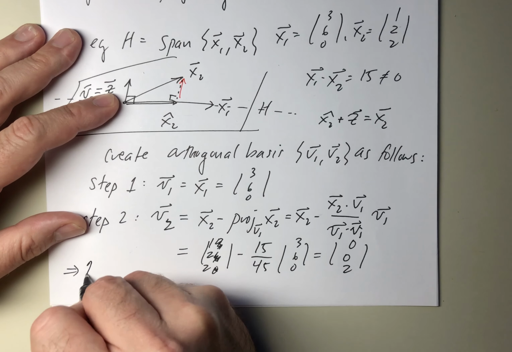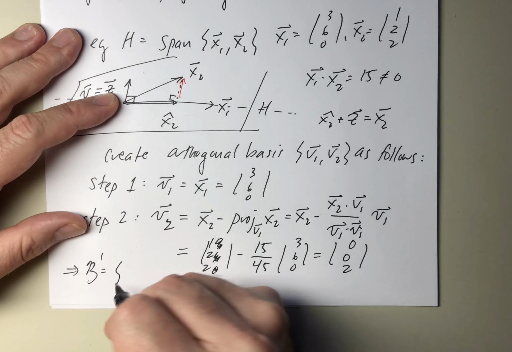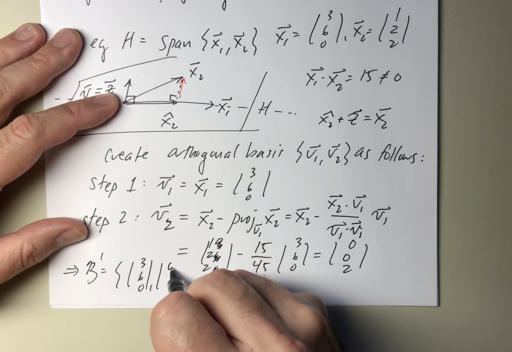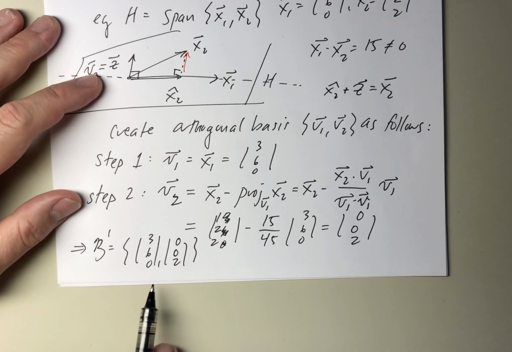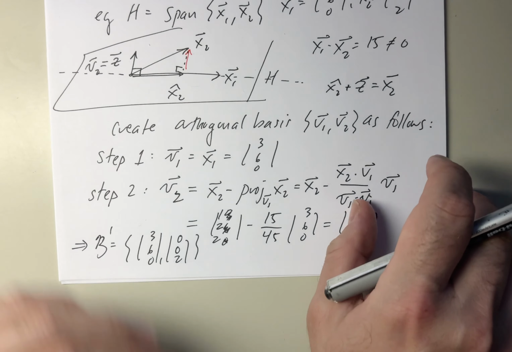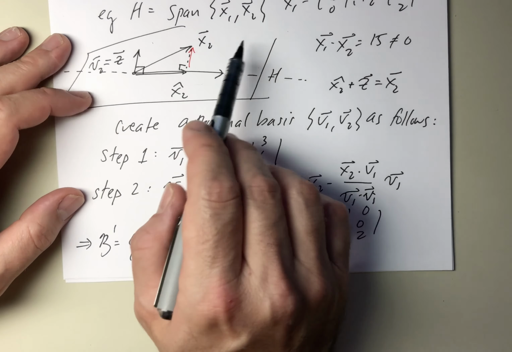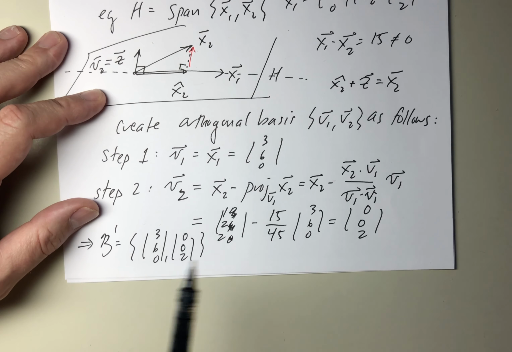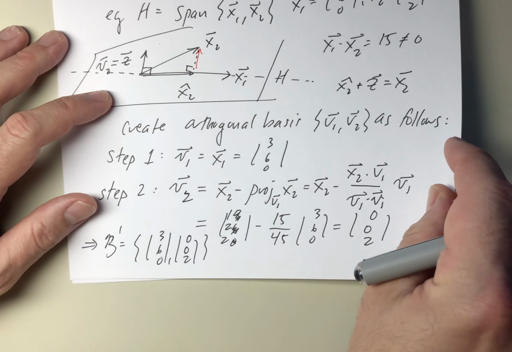So what is it telling me? B prime is the collection of v1 and v2, so it's (3, 6, 0) and (0, 0, 2). You can see that indeed that's an orthogonal basis. The dot product of those two is 0. And the span of those two vectors is still the plane H, because I got this vector as a linear combination of the two basis vectors that I was given. So that's the general idea.